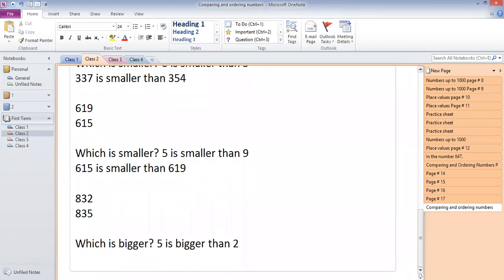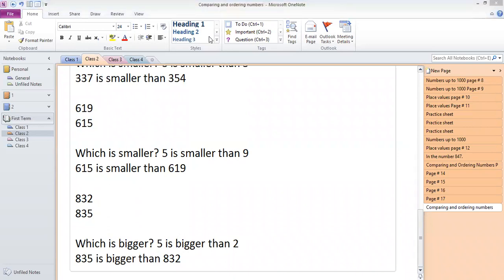That's why 835 would be bigger than 832. So because 5 is bigger than 2, that's why 835 is bigger than 832. Yes, guys, is it clear? Yes, sir. Good job. Very good.